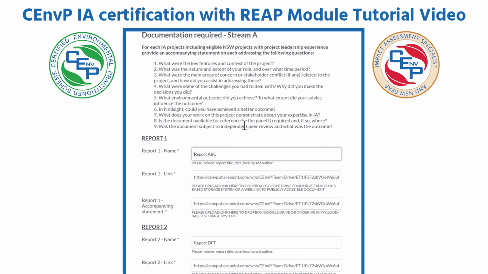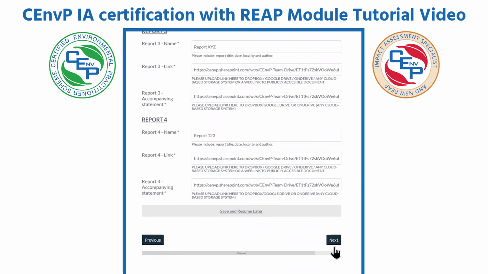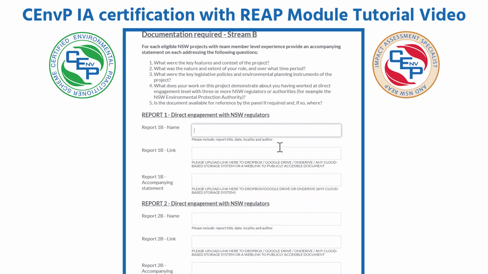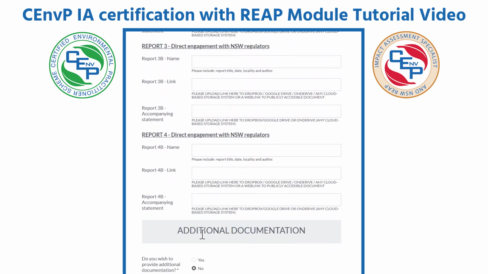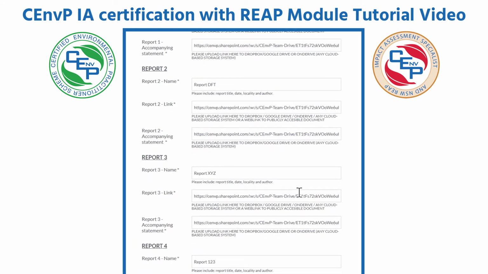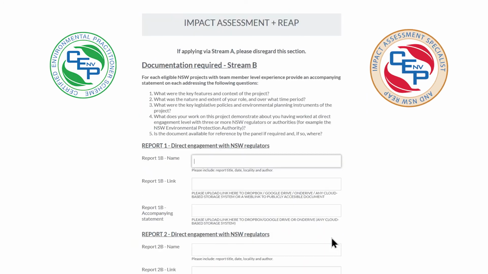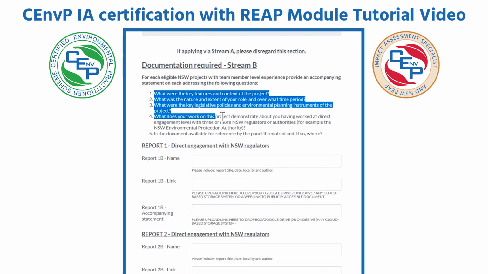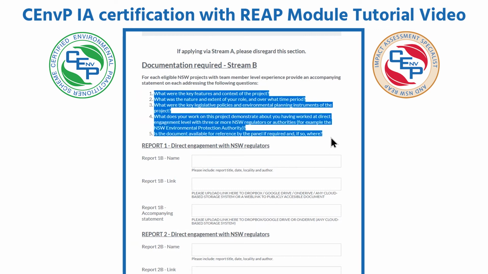Stream B is for applicants with New South Wales team member level experience. If you're applying via Stream B, you must submit 4 documents supporting the impact assessment competency. For all these reports, you must provide an accompanying statement addressing 9 specific questions. In addition, you need to submit evidence of 4 or more projects, demonstrating that you have worked with 3 or more New South Wales regulators or authorities. For each of these New South Wales projects, you must provide an accompanying statement addressing 5 specific questions.